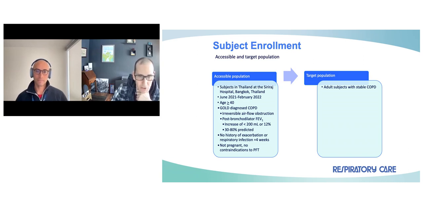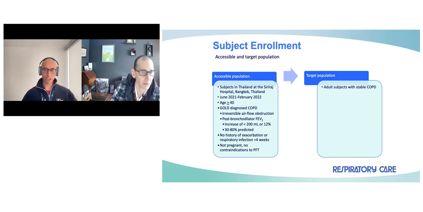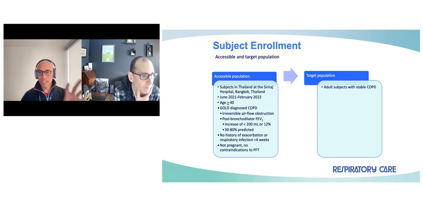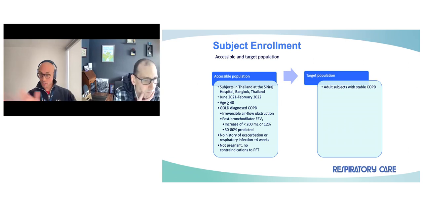And I agree. I think most studies will clearly say that they're inpatient if those patients are. That's correct. Because the target population would be different in that setting. That's why it's important to look at accessible versus target population. If you're interested in admitted patients with stable COPD, admitted for COPD, that's different than just subjects with stable COPD.